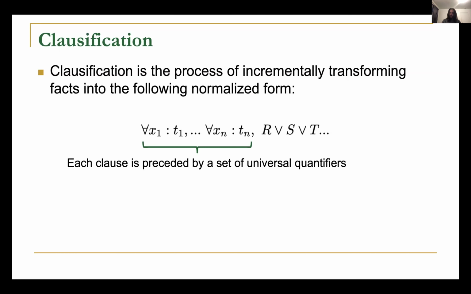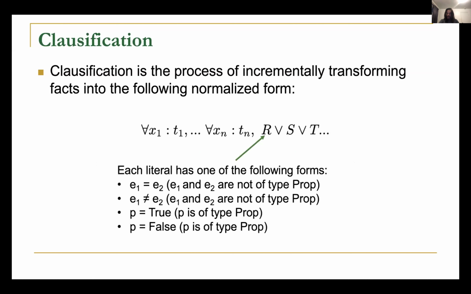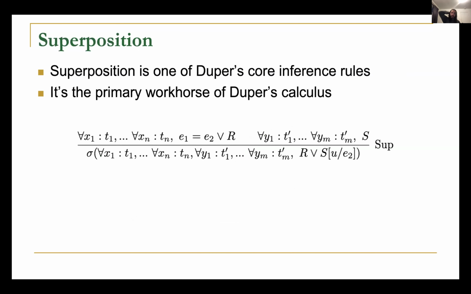When a fact is fully clausified, it will be preceded by a set of universal quantifiers that quantify over the whole clause body. The clause body will be a disjunction of literals, and each literal will either be an equality between two expressions, an inequality between two expressions, or if we're dealing with propositions, a prop equated to true or false.